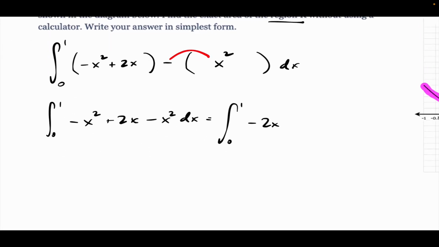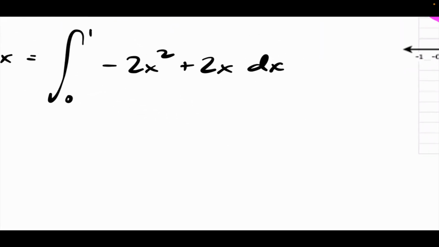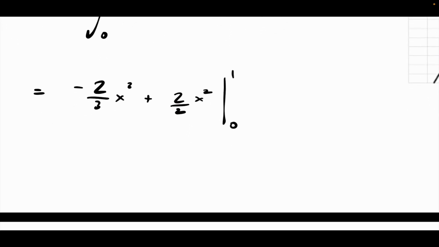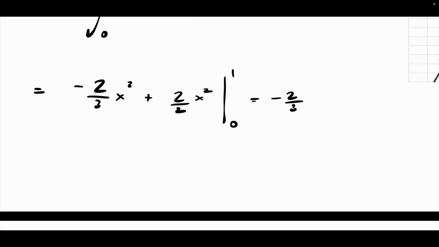So we get negative 2x squared plus 2x dx. Okay, antiderivative. Negative 2x to the third divided by 3 plus 2x squared divided by 2, and I have to evaluate it from 1 to 0. So I get negative 2/3 x cubed plus 1x squared, and I have to evaluate it from 1 to 0.